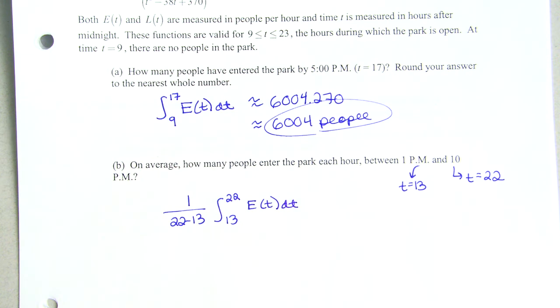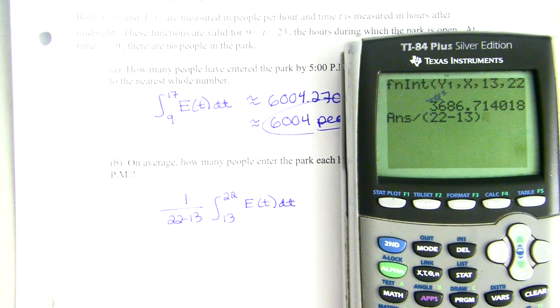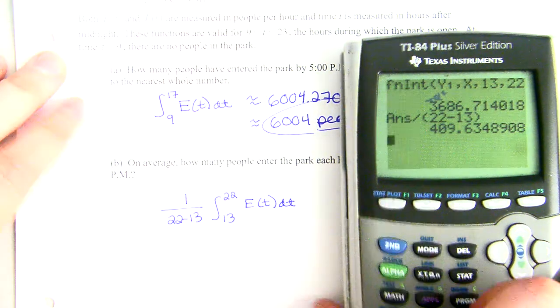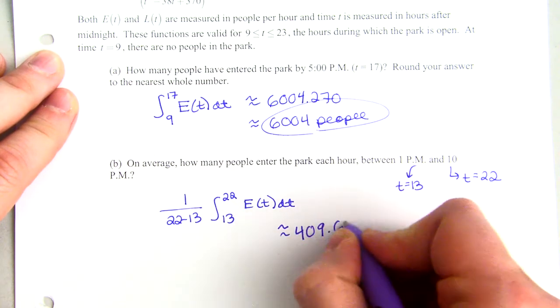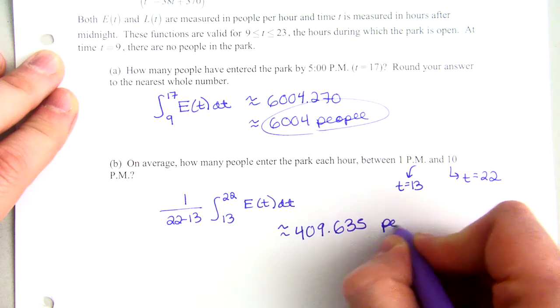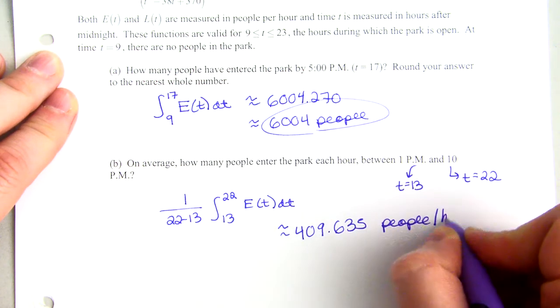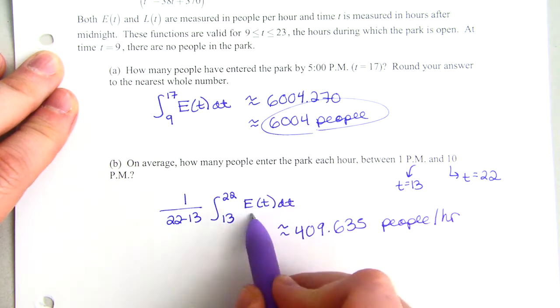I'm going to go to the calculator, fnInt. I'm going to integrate what I stored in Y1, and I'm going to go from 13 to 22. I'm going to divide by 22 minus 13. I've got all this over here. I'm getting about 409.635 people per hour. This is people per hour.